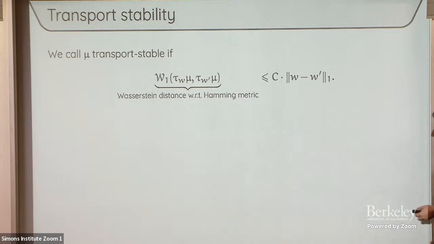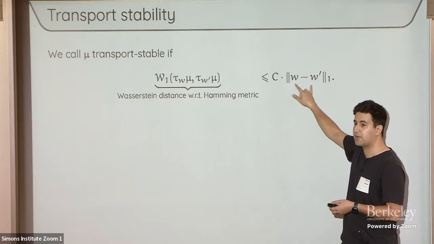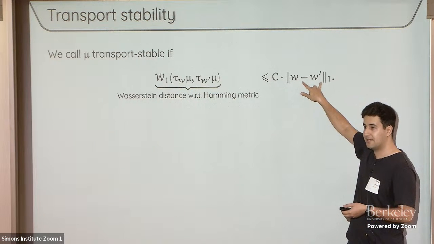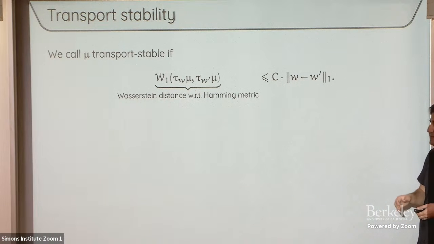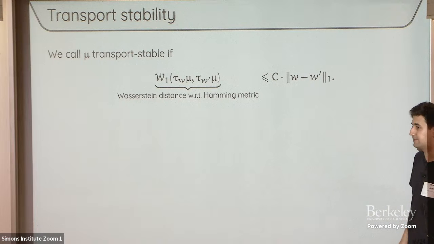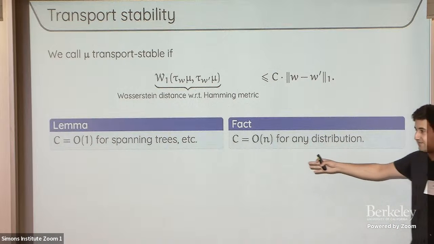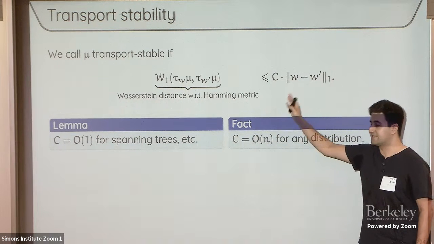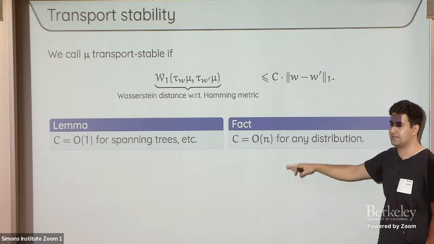And as long as it satisfies this inequality, that the transport distance between your distributions is bounded by some constant times the L1 distance between your tilt parameters, I'm going to call that transport stability. And this is a stronger notion than covariances and so on being bounded. I'll show you in the next few slides. As long as you have this, you get to drop the quasi. For spanning trees and for DPPs and so on, we can show that this holds with C equals 1. One trivial fact is that this holds for any distribution, no matter what, with some worst constant C equals order.